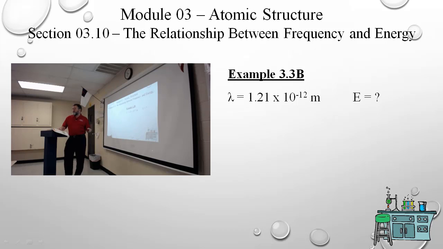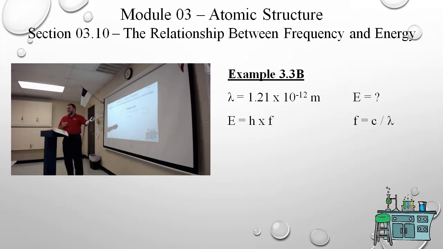The second part, I don't think we got to this one, because this could be done either as a 1-step or a 2-step solution. It says the light wave has a wavelength of 1.21 times 10 to the negative 12 meters. What is its energy? So again, going back to the same formula, that energy is going to be equal to Planck's constant times the frequency. But we don't have the frequency.